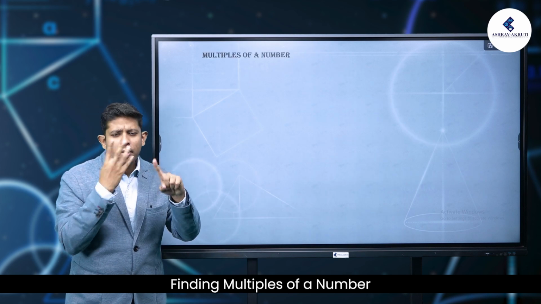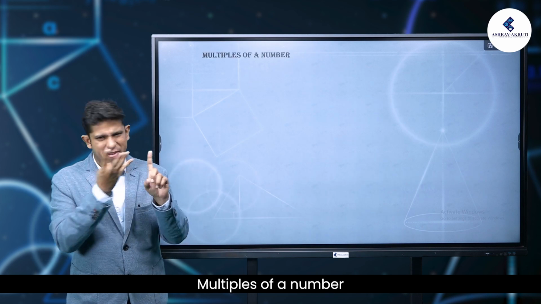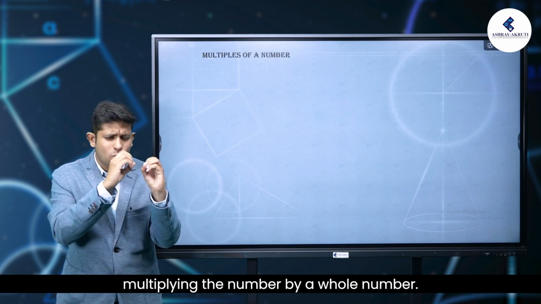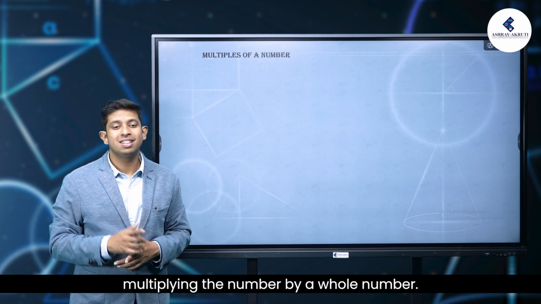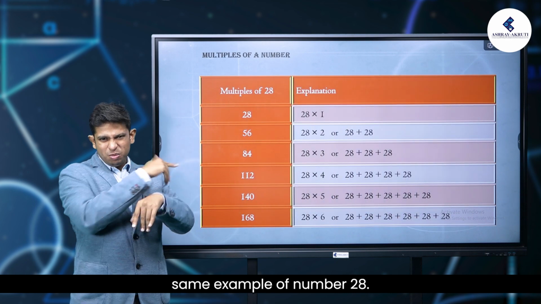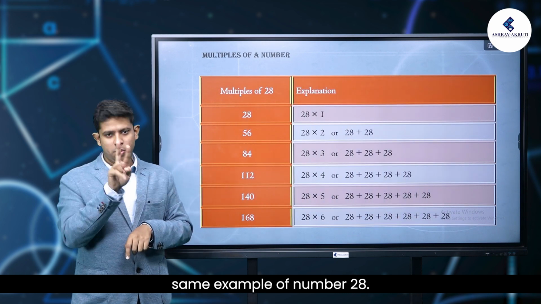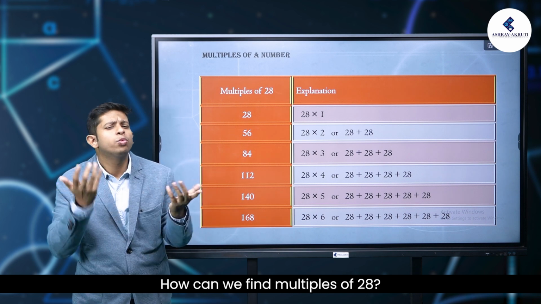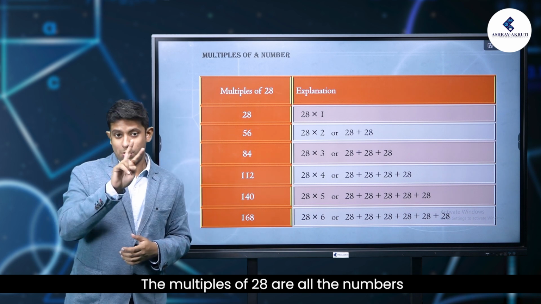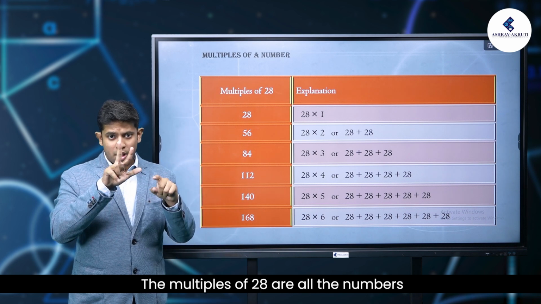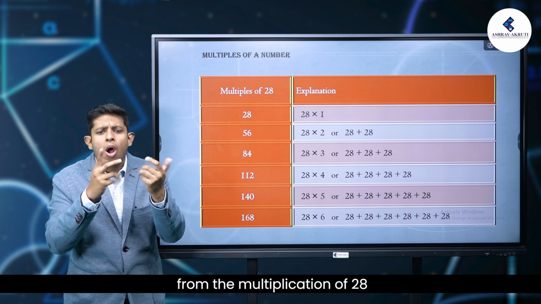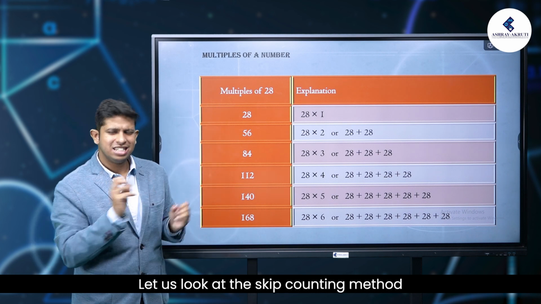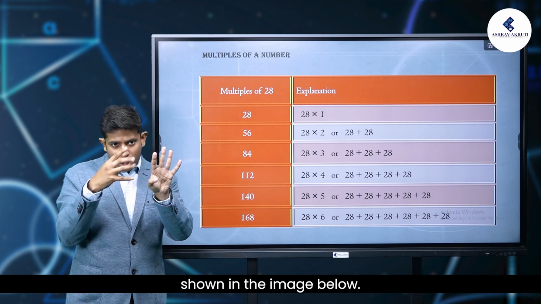Finding multiples of a number. Multiples of a number are the numbers that we get after multiplying the number by a whole number. Here, let us take the same example of number 28. How can we find multiples of 28? The multiples of 28 are all the numbers that result from the multiplication of 28 by another whole number. Let us look at the skip counting method shown in the image below.